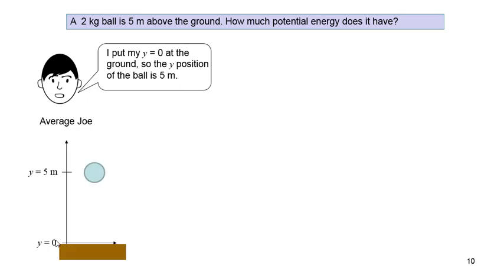So maybe you were envisioning something like this, where here's the ground. That's where you're putting your y equals 0, so there's your origin. And if that's your y equals 0, then at the position y equals 5 meters is the location of the ball. And then I can calculate the potential energy due to gravity as just mg times y. So that'll be 2 times 9.8, and y is equal to 5 meters. So you get 98 joules. Now, this is fine. This answer is perfectly correct. There's nothing wrong with this.